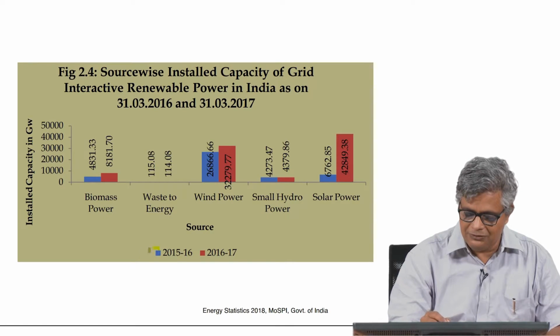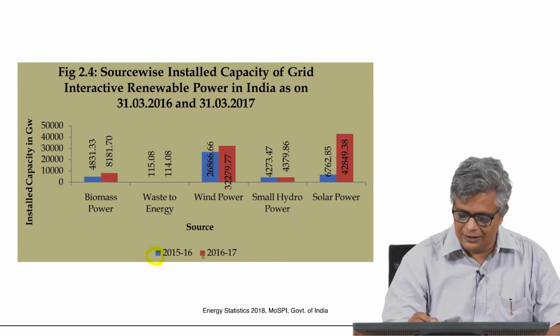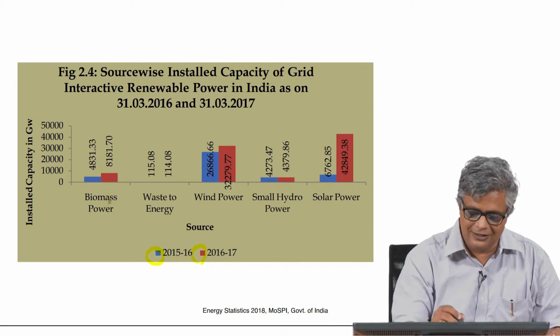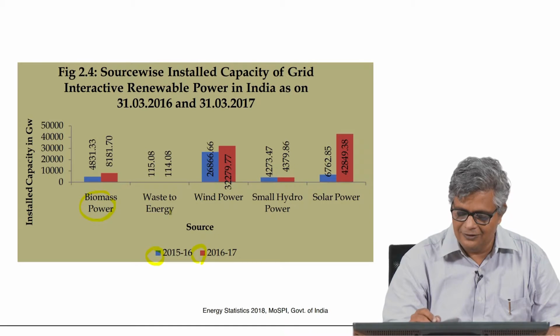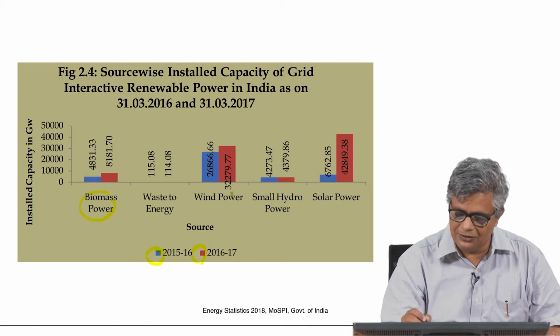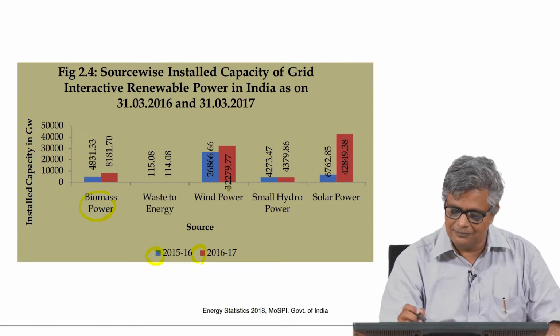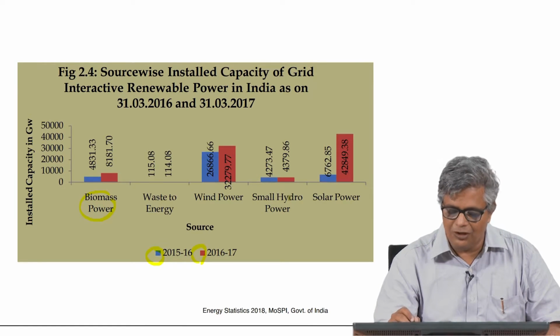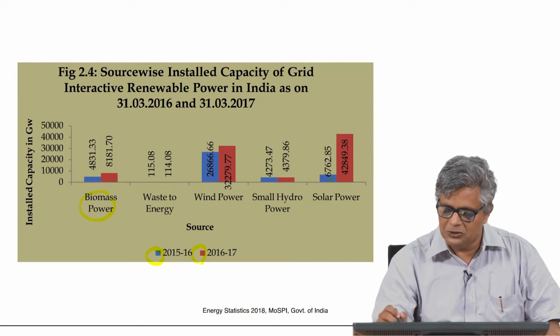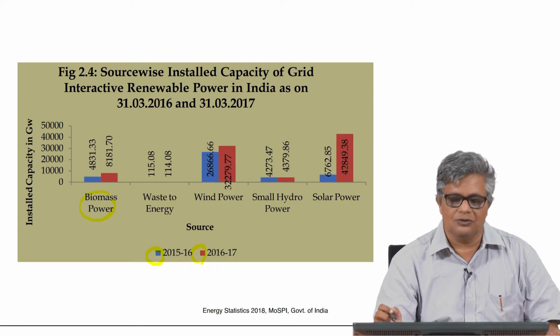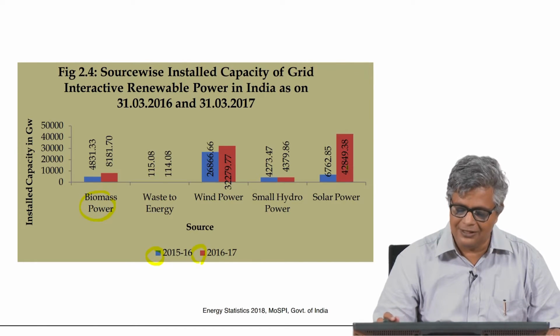There is an increase between 2015, which is in blue color, and 2016, which is in reddish color. You can see that biomass power has increased, waste to energy is negligible, wind power has increased from 26.8 thousand megawatts to 32 something thousand megawatts, and small hydro has not changed much. Solar power has increased from 6.7 to 42. So, solar power is the one which is rapidly increasing.